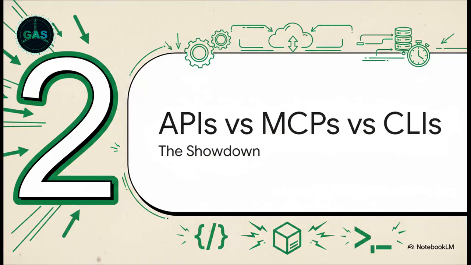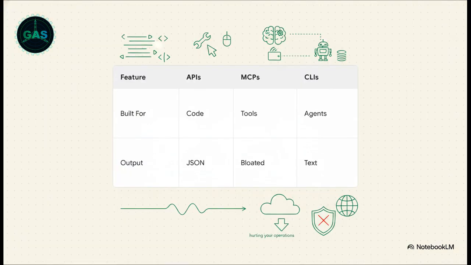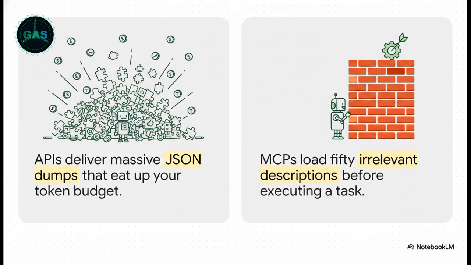Moving right along to Section 2, APIs versus MCPs versus CLIs, the showdown. This perfectly illustrates the current tech landscape. Look, APIs are built for code. MCPs, or Model Context Protocols, are built for human tools. But CLIs? They are natively built for autonomous agents where you are actually paying by the token. If you've been assuming that standard APIs or those trendy new MCP servers are the absolute best way to connect your agents to the internet, well, this breakdown shows exactly why that assumption might actually be hurting your bottom line.